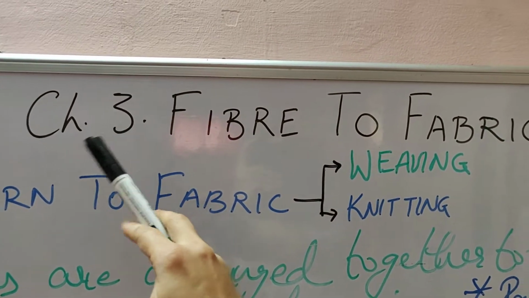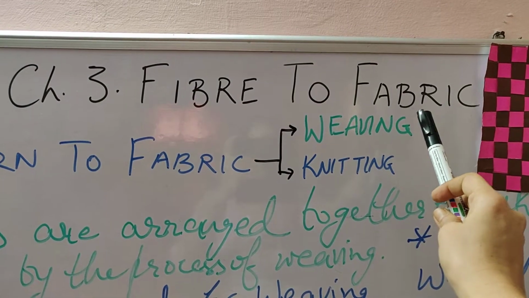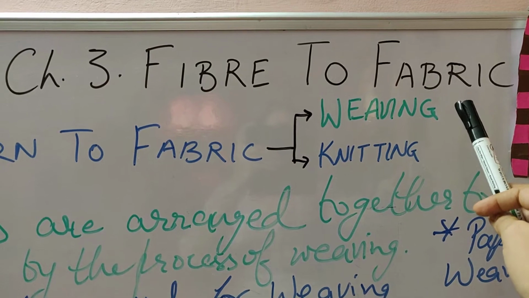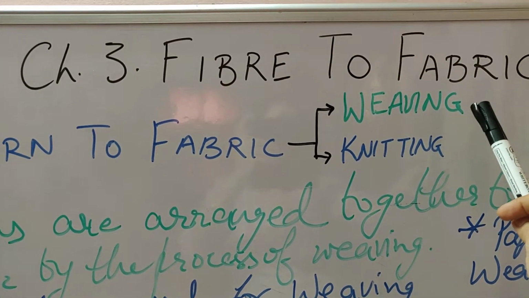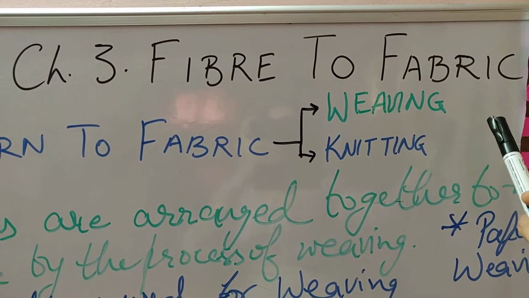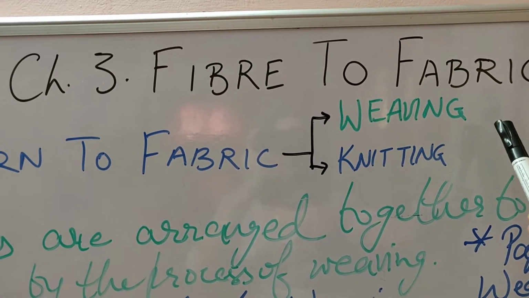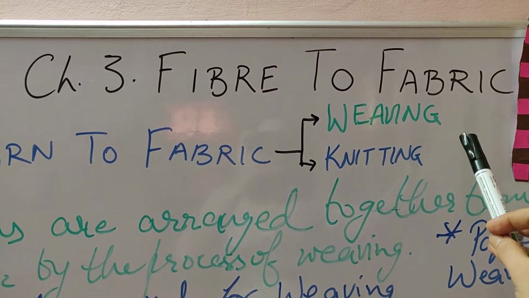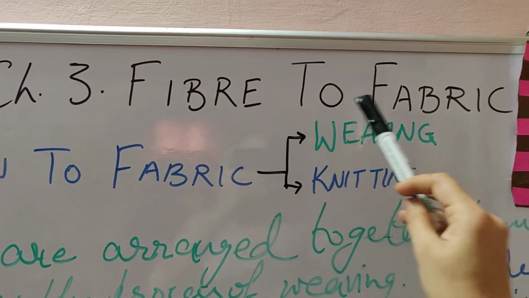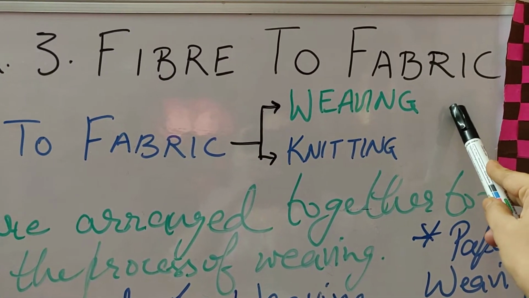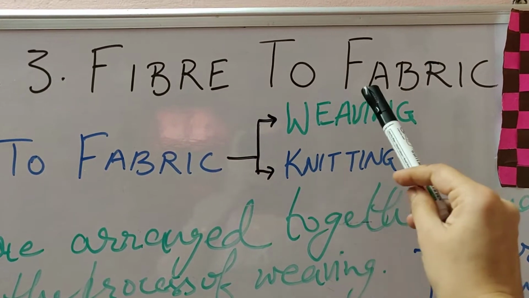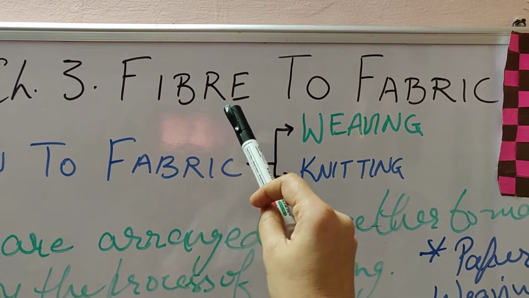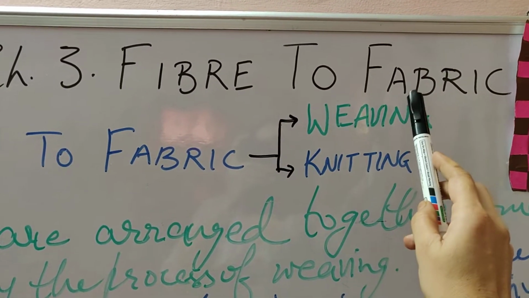Hello students, let's study chapter 3, Fiber to Fabric, of class 6 science, which is going on in the schools also nowadays. Some part of this is in 7th standard and 8th standard also. So you have to understand that fiber makes the fabric, which you have already studied in the previous videos, that fabrics consist of fibers. We have separated the fibers from the fabrics.